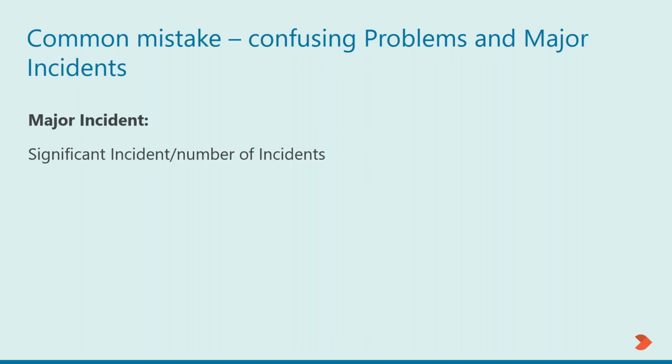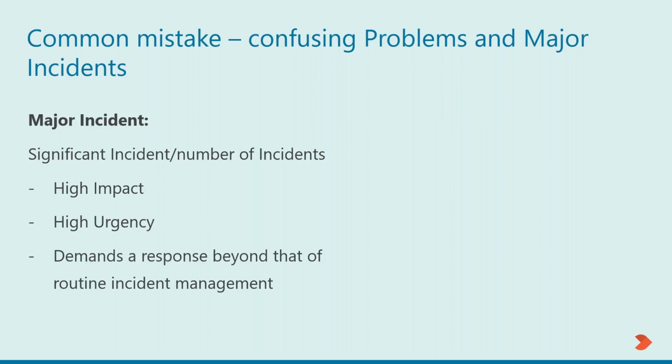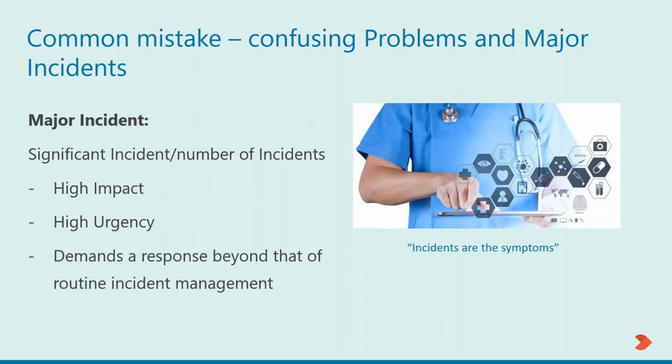And it could be significant because it has a very high impact. So for example, in that example of the Wi-Fi dropping, a whole site was impacted. It could be because there is high urgency. It could be because there is a response demanded that is above and beyond that needed of your routine everyday incident management. Whatever it is, that is still an incident. And a good phrase to help you remember the difference between an incident and a problem is to think that incidents are the symptoms of problems.